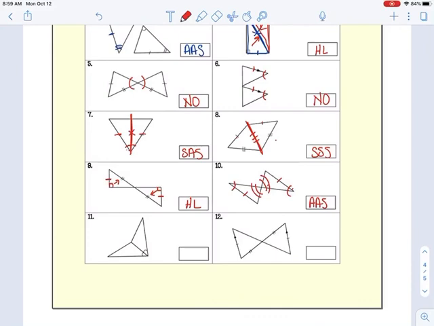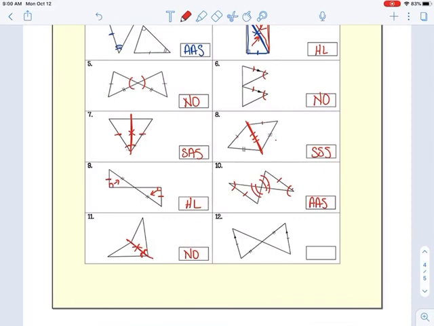Number 11, you have one pair of congruent angles here, and the only other thing that I can assume is that side is congruent to itself by the reflexive property, and there's no such thing as angle, side. Okay, so these 2 are not congruent.